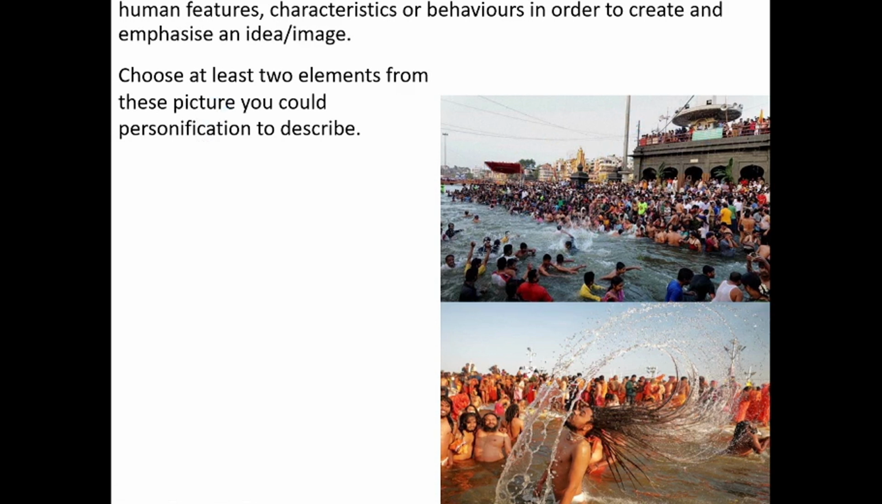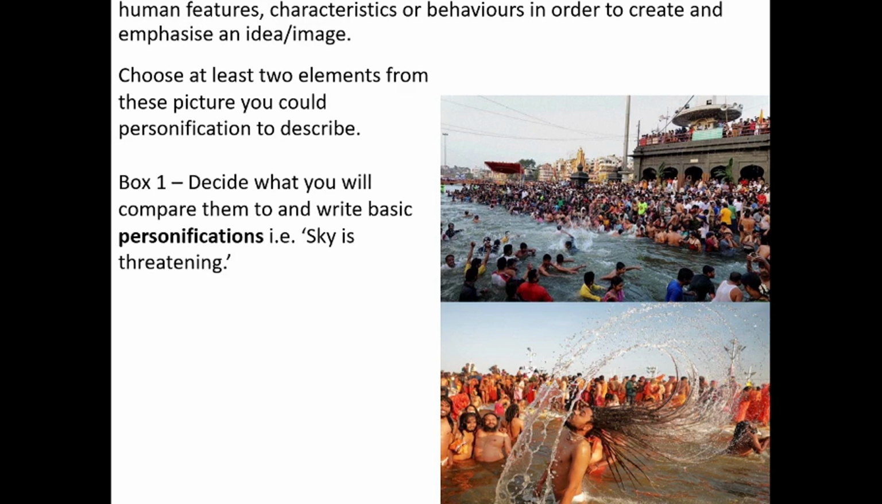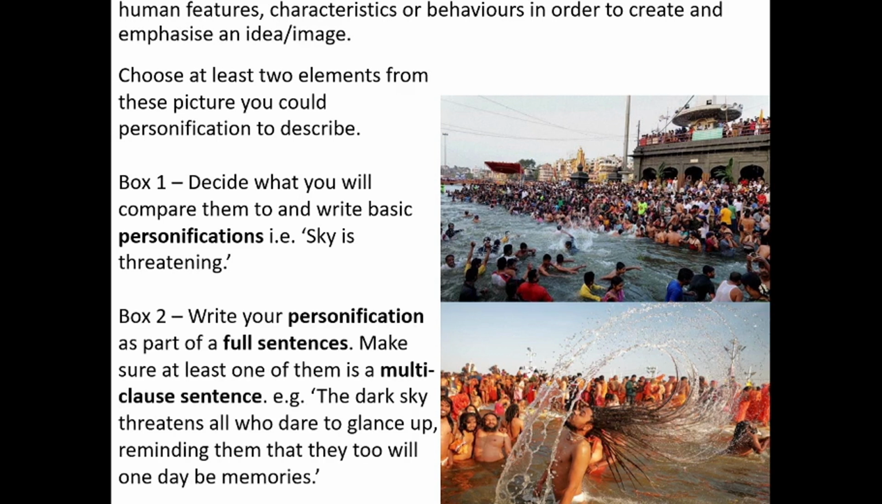And once you've just chosen those 2 elements, you use them to write basic personifications of those elements. So sky is threatening was the example from Day of the Dead. Basic 3-word idea. And once you've done that, you're going to write those up as full sentences. So again, a multi-clause sentence for at least one of them if you can. I'll let you pause there and complete your work on personification.